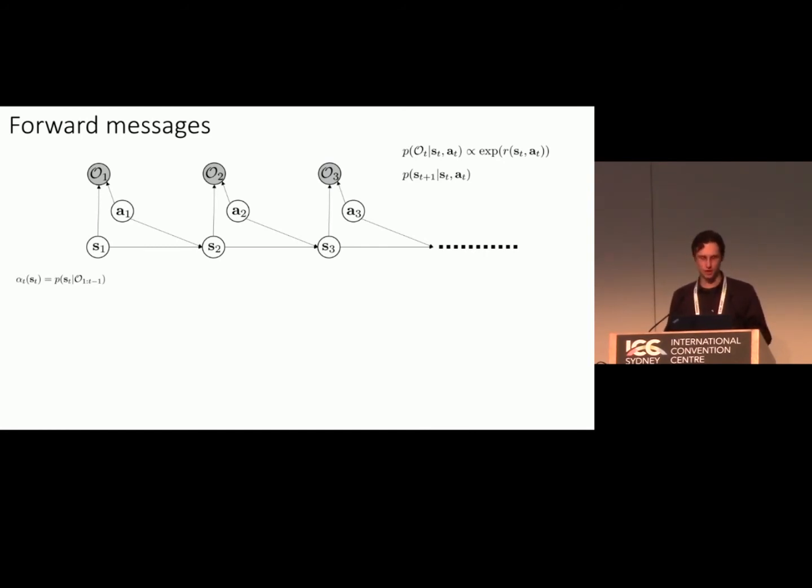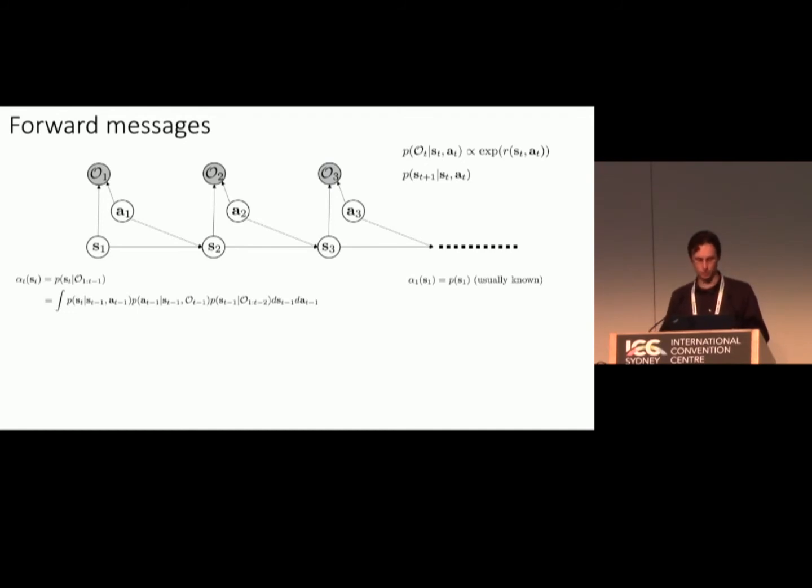So the forward message is what you're going to use to figure out the probability of being in a particular state given optimality at all states. The forward message itself is defined as the probability of a state given optimality at all previous states. The first forward message is typically just your prior probability of being in a particular state. And you can compute subsequent forward messages recursively as follows.